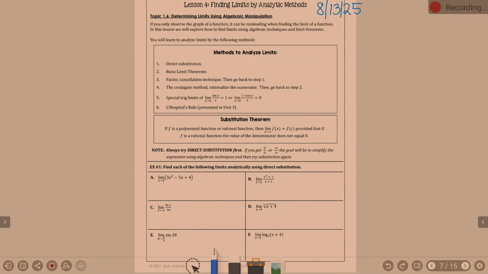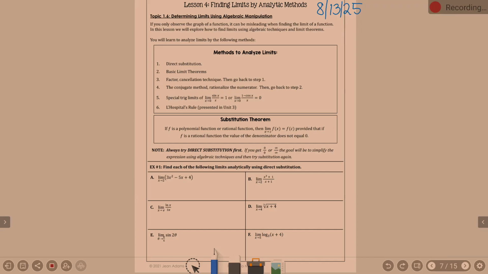Lesson 1.4, okay? Finding limits by analytic methods. Sometimes I forget what you guys haven't learned in limits. So sometimes some of the things that I've said, you question, and I'm realizing, oh, we haven't really learned that yet. Okay, so each day we're learning a little bit more about limits.